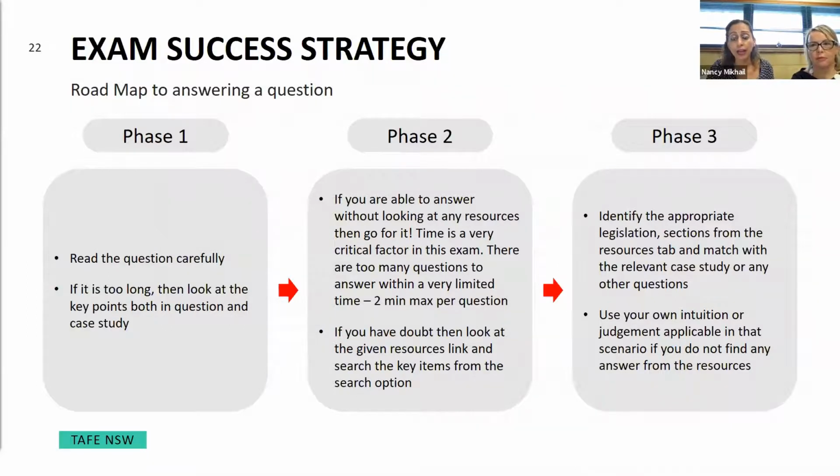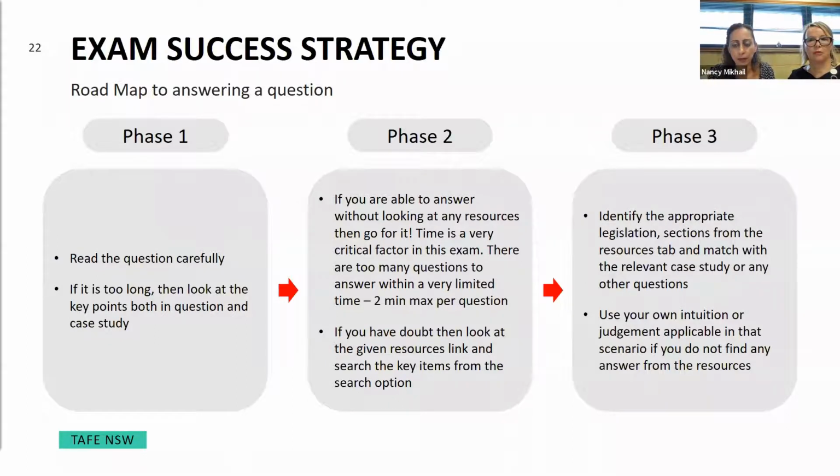If you think you're looking at this case study for too long, then just stop and come back to it. Make a note of the question, even though you can still see it on your navigation bar. You can make some quick notes on a piece of paper so you don't have to re-look at the question. You know what it's asking for, then come back to it.